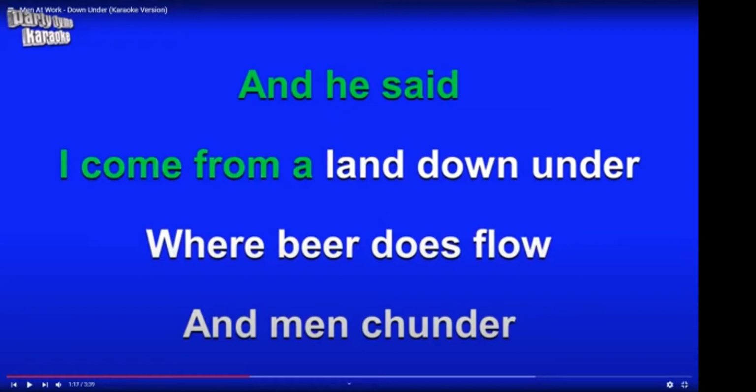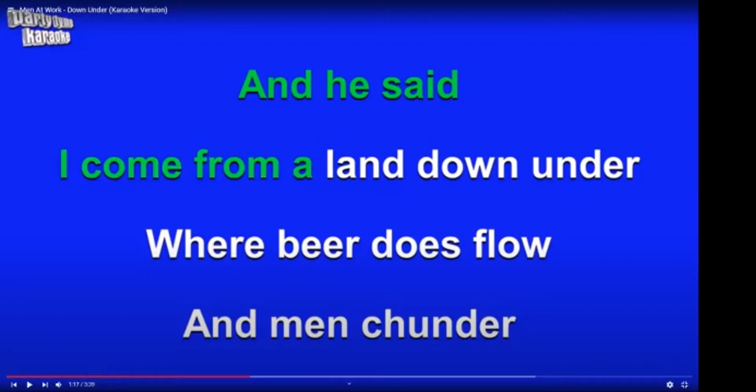From down there. In "land down under", and well, yeah, that's the same as the other one. "Men chunder" is not a real blend because you have two consonant sounds there. Okay. Remember? Flow and.